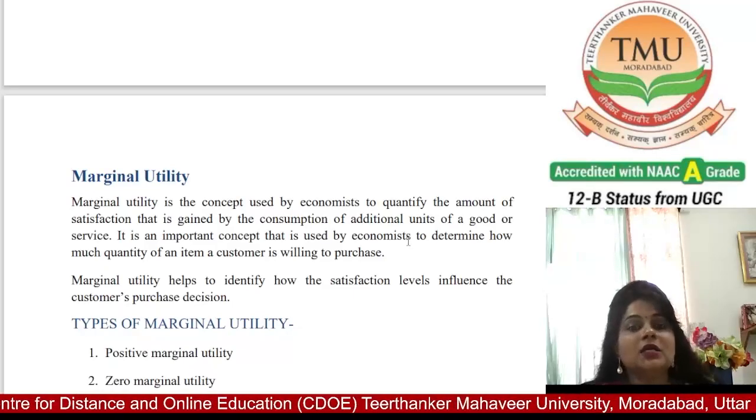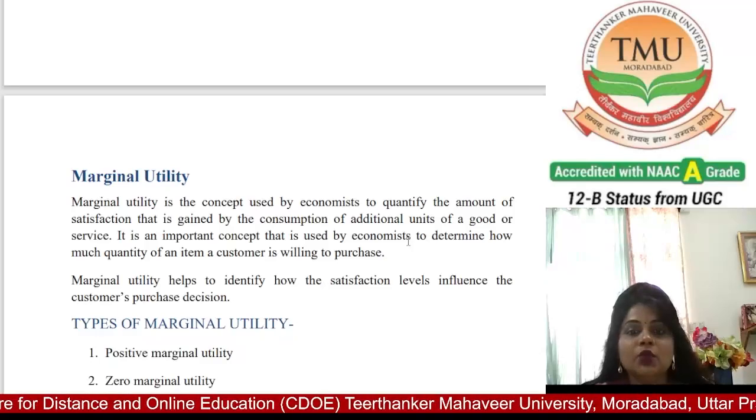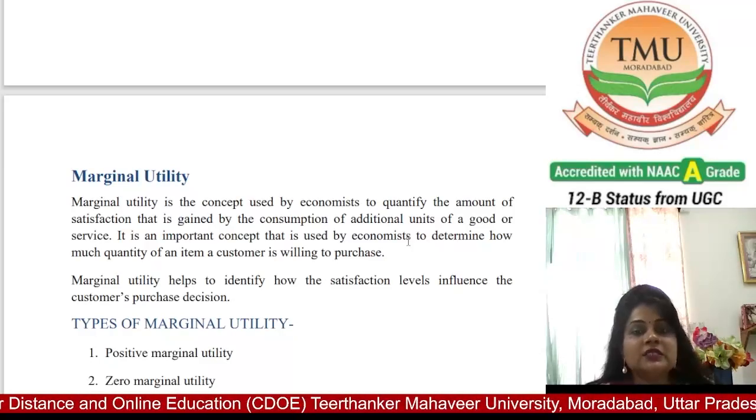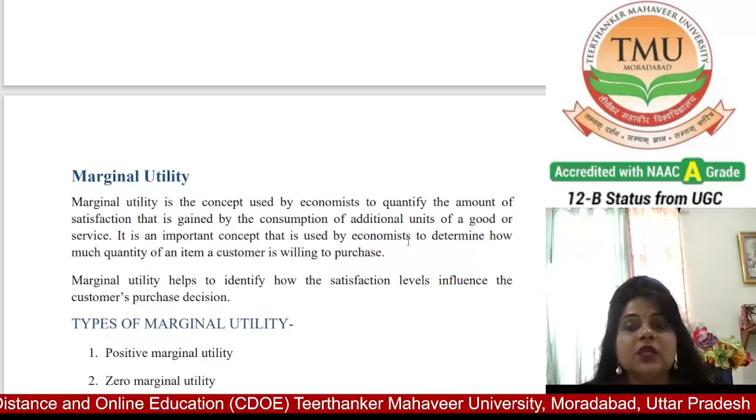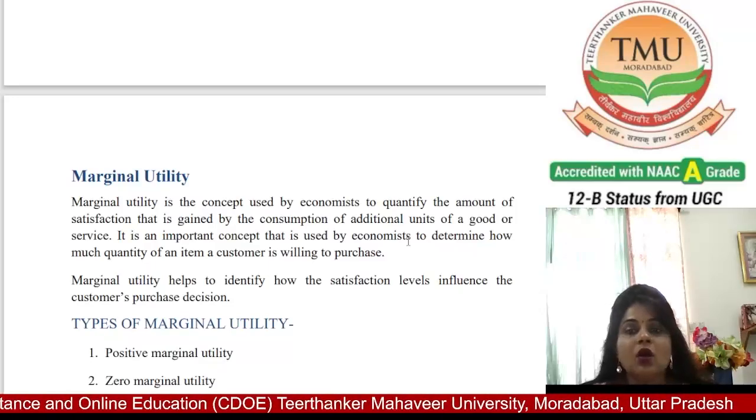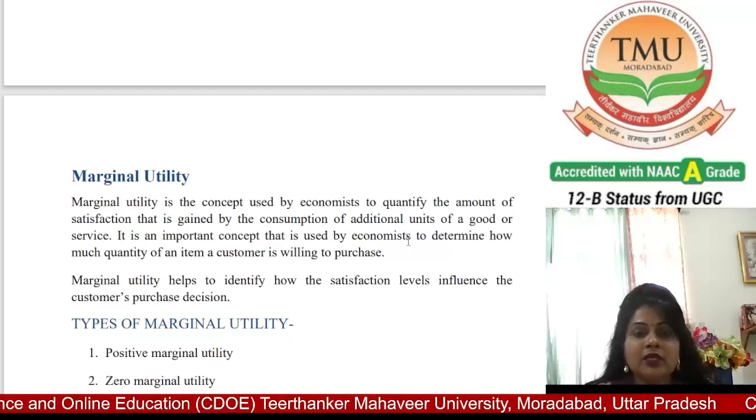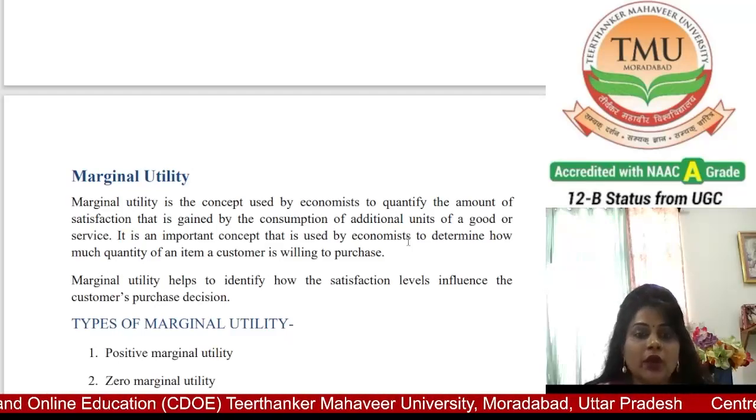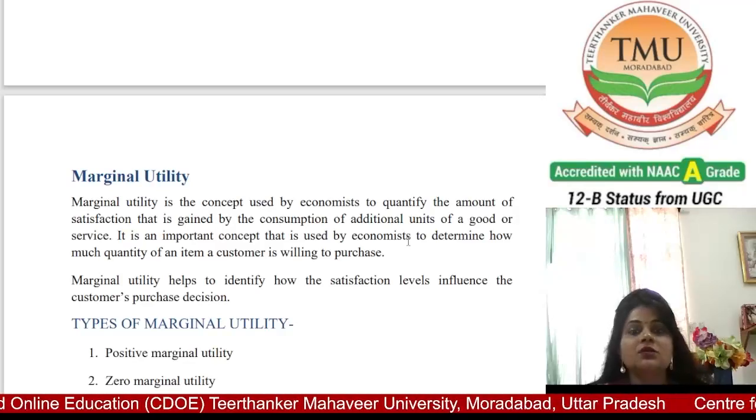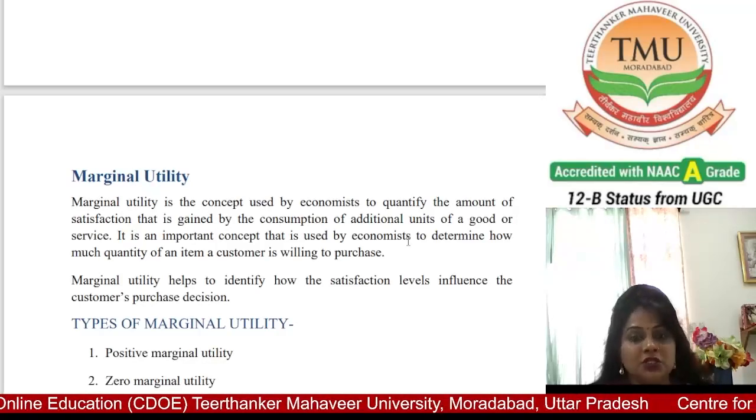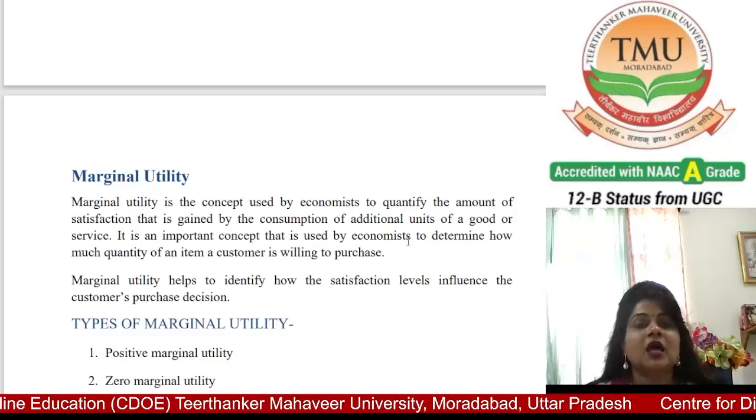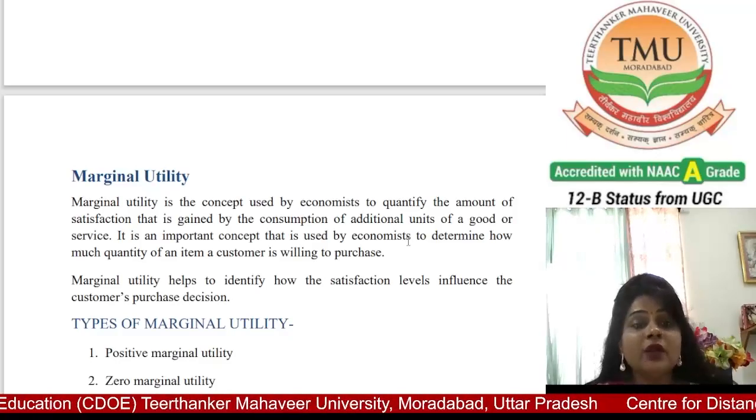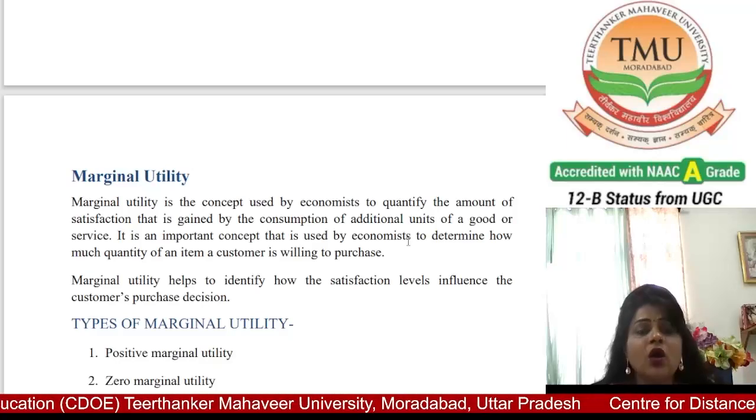Marginal utility is the concept used by economists to quantify the amount of satisfaction that is gained by consumption of additional units of a good or service. It is an important concept used by economists to determine how much quantity of an item a consumer is willing to purchase. It means marginal utility is the added satisfaction that a consumer gets from having one more unit of a good or service.